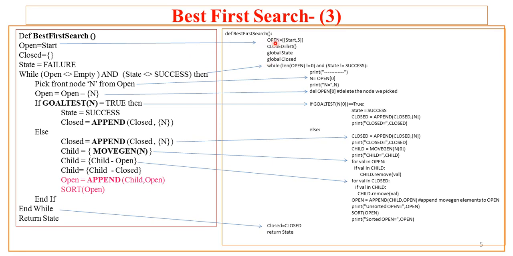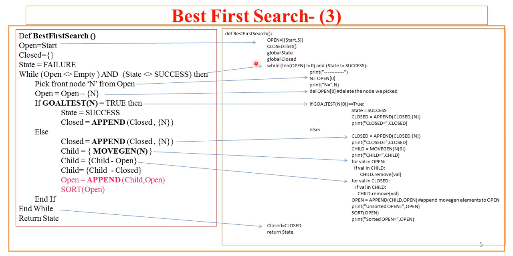So here open is a local list variable. It is assigned the start node, which is A, having heuristic 5. Close is initially empty, so close is initialized using the list function of Python. Now the global state variable and global close variable are used here because we want to modify the values of these two variables. That's why the global keyword is essential in Python.